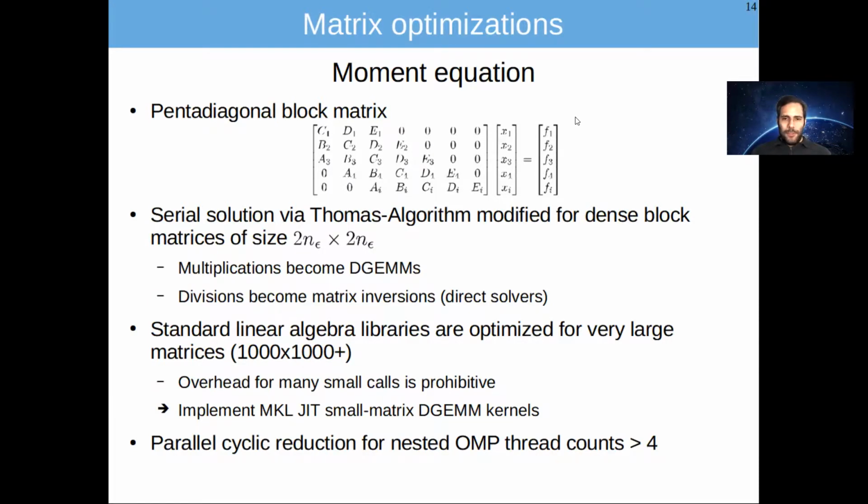An improvement we have recently implemented is to use the MKL JIT just-in-time small matrix GEMM kernels, which are highly optimized for smaller matrices less than 100 by 100. Furthermore, we can replace the Thomas algorithm with a parallel cyclic reduction algorithm, which however requires about 3 times more operations than the serial Thomas algorithm. This makes it only worthwhile to use when more than 4 nested threads are available.